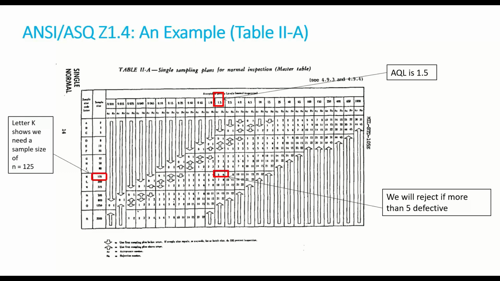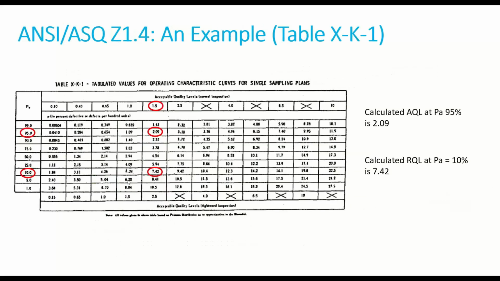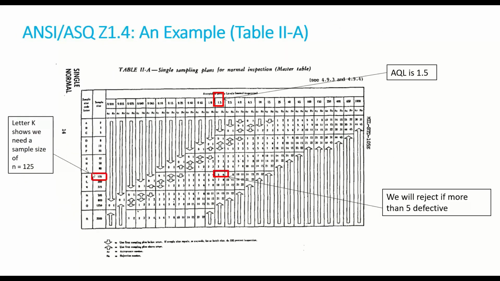For letter K, right here is our K, and we're going to need a sample size of 125. And we have to go over this far. Okay, here's our letter K. Sample size 125. We want to look at our AQL now over here of 1.5. So we'll reject. It has a 3 and a 4. We're allowed to have 3 or 4 in here. So we're going to reject if we have more than 5 defective. 3, 4, 5.